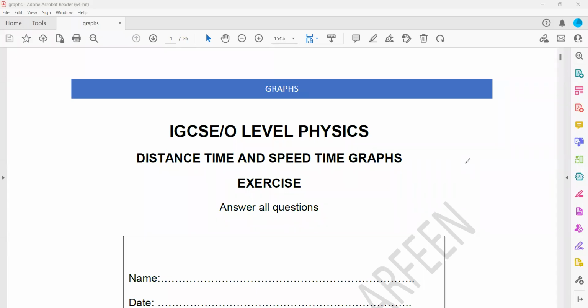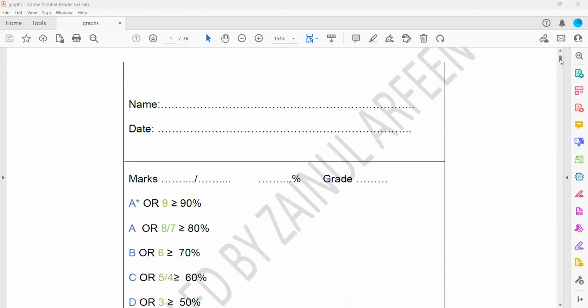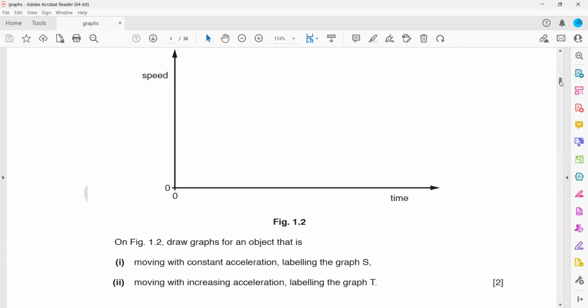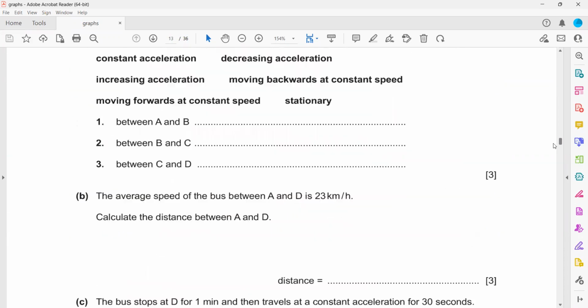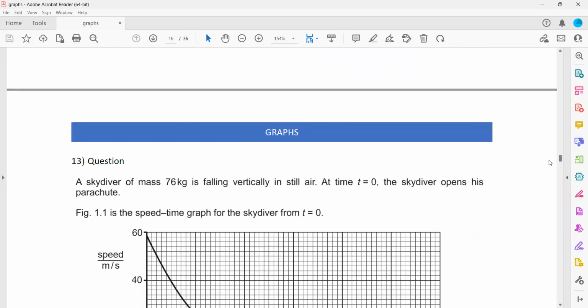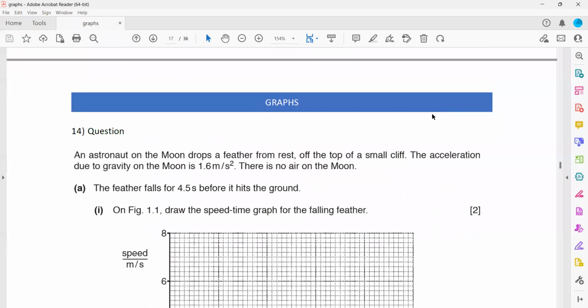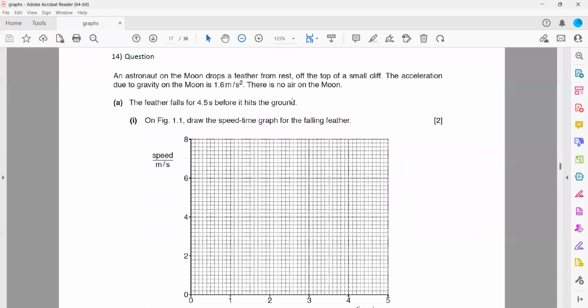So starting with the discussion of distance, time, and speed graph exercise. Pages 17 to 36 were the weekly homework this week. It was supposed to be last week, right? We already discussed 1 to 16, so we'll start with 17. Question 14 is on page 17.